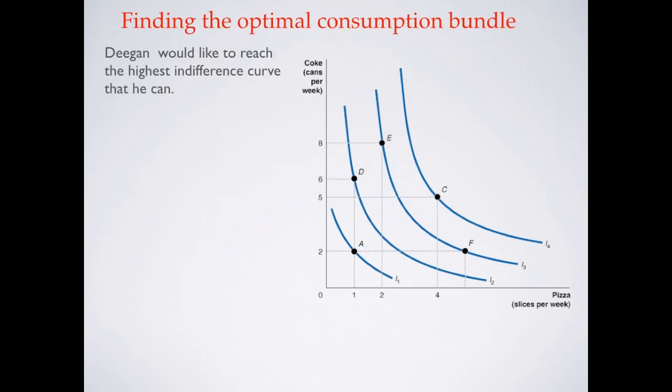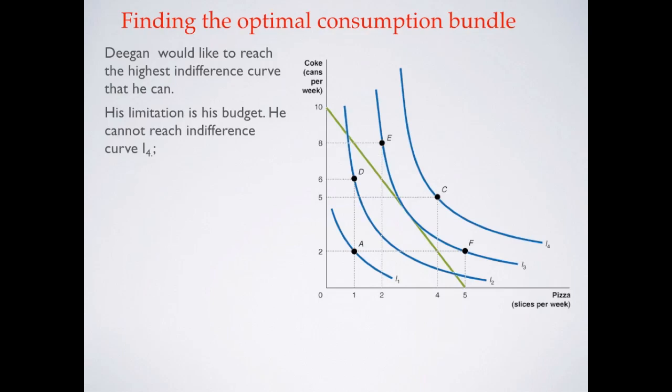Given his budget, there is no bundle that is attainable on curve I4. The best option Deegan has is at point B on curve I3. At this point, the indifference curve is just tangent to the budget line. To maximize utility, Deegan must be on the highest indifference curve allowed by his budget constraint.